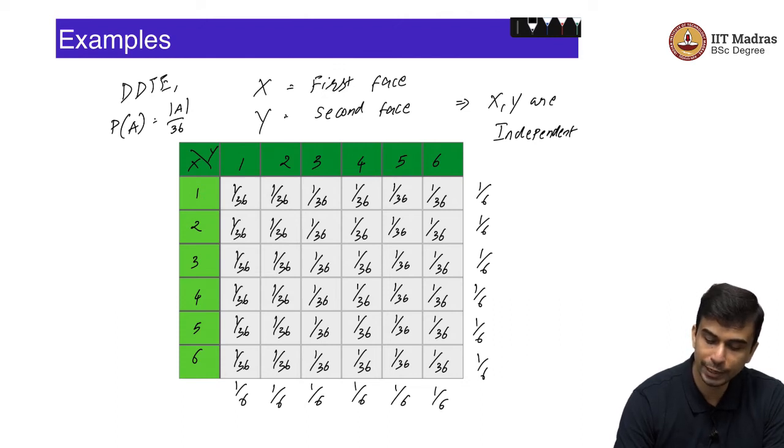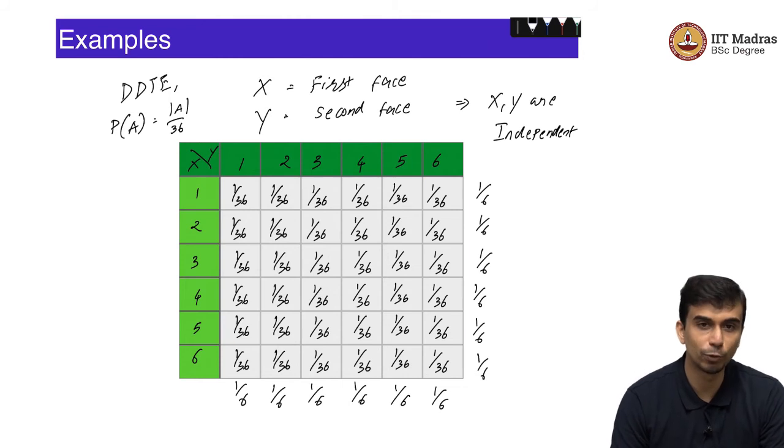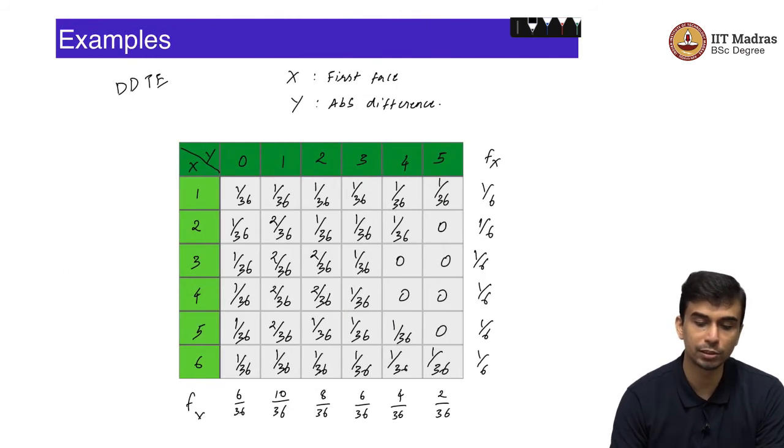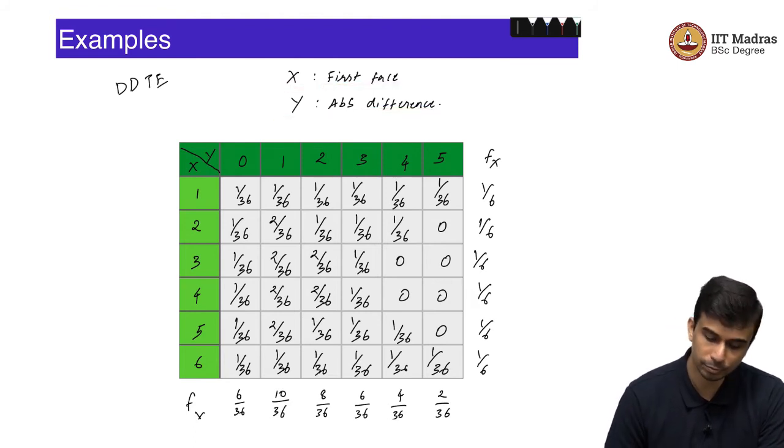And the intuitive idea that x gives no information about y is obvious. If you know that the first die was 2, that does not help you in any way in finding out what the second die was.